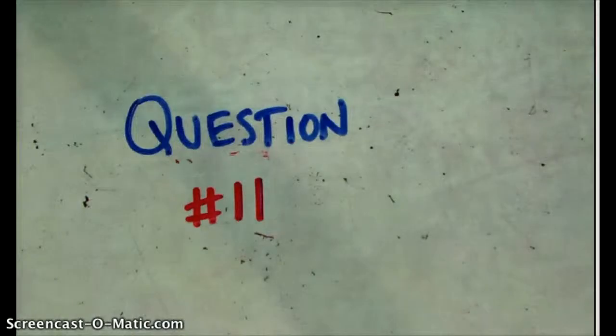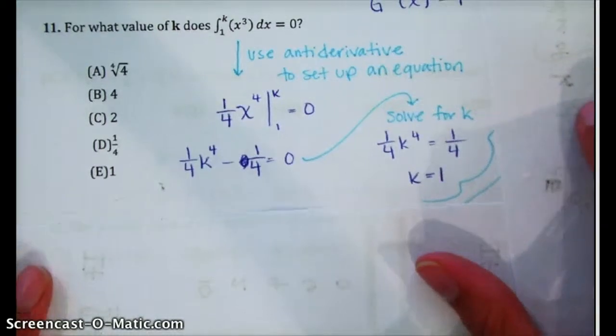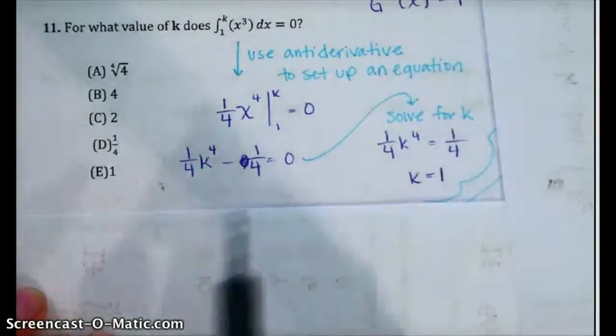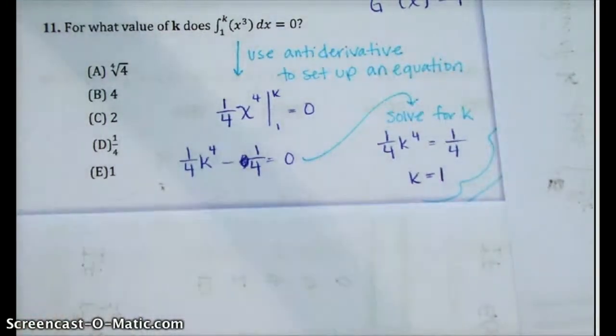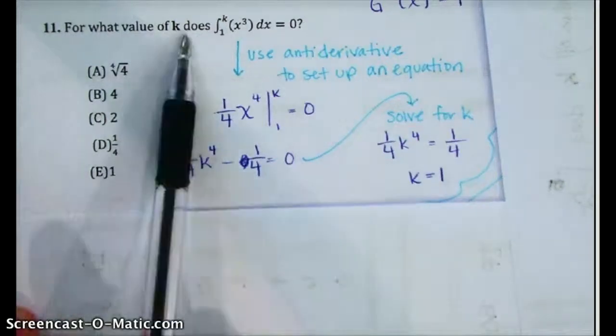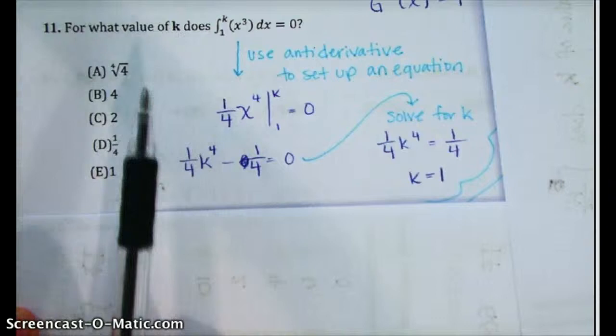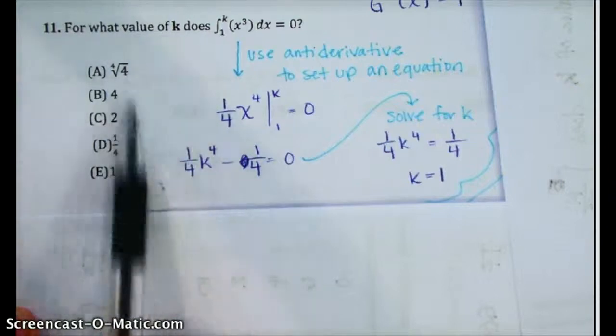Question number 11. Question number 11 was an equation. I might not have recognized right away what to do. This is one where you kind of have to work with what you understand. For what value of k? So the answers represent k values. So k is just a number.